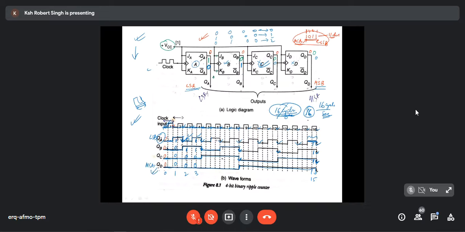Now you just see QD. The output of QD has how many cycles? Just 1 cycle. From here it starts up, then down, so this is 1 cycle. Can you understand what I'm saying? Yes, sir. So your clock, for example, is 16 cycles per second, 16 hertz, and your QD, the MSB, most significant bit, when you see its waveform, is just 1 cycle per second. It is just 1 hertz.